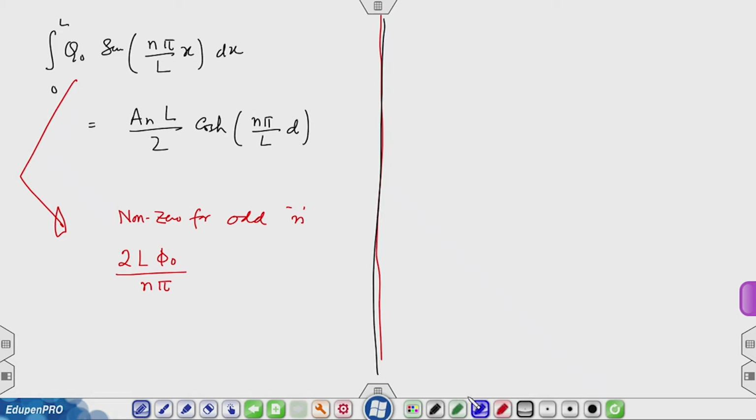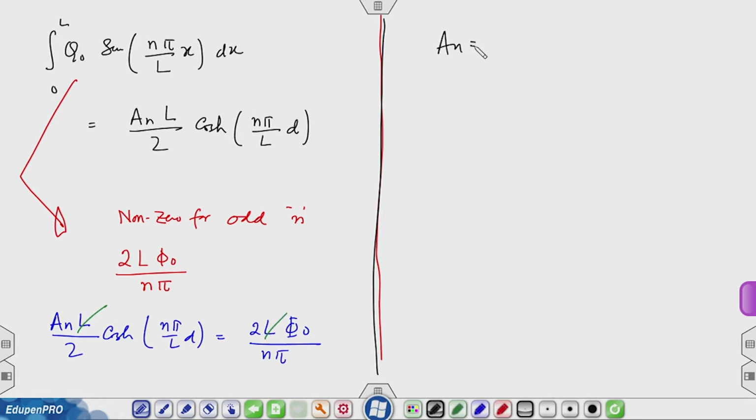And therefore, a_n L over 2 cosh(nπd/L) is equal to 2Lφ0 over nπ. L cancels from both sides, and I get a_n to be equal to 4φ0 over nπ cosh(nπd/L). I can now substitute this in the solution and write my answer.